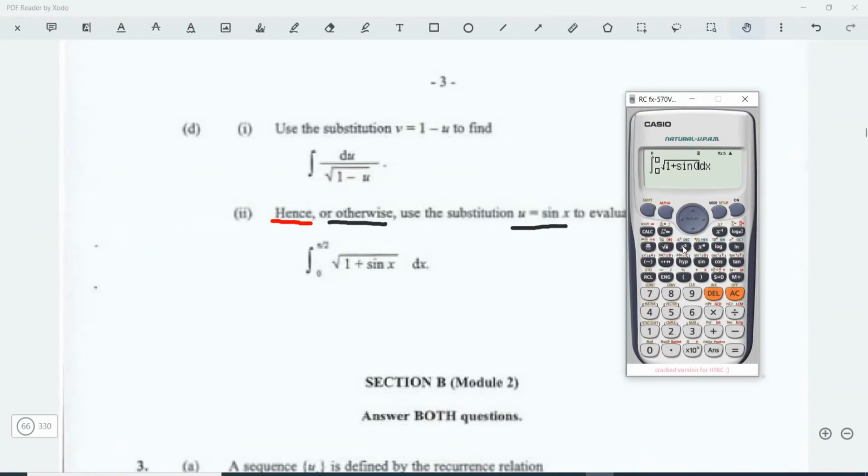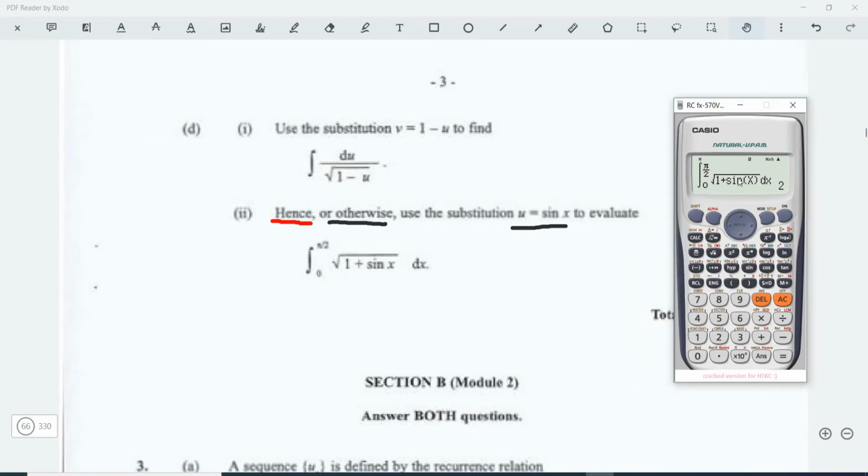Plus sine x. Close that bracket. And this is from 0 to pi by 2. See it there? Oh, sorry. My calculator needs to be in radians to get the exact answer. Let me switch that to radians. Is it a 2 now? Yes, sir. I can't believe we do some of these calculations and we get these simple answers. I know.